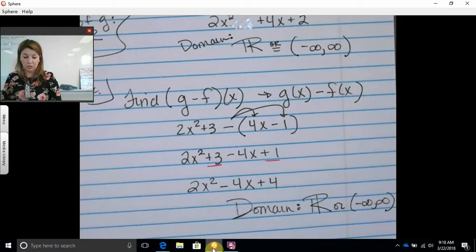So that's just adding and subtracting. Now let's talk about multiplying and dividing functions. And I only have like 4 questions left, 4 problems. Anybody have a question on this?